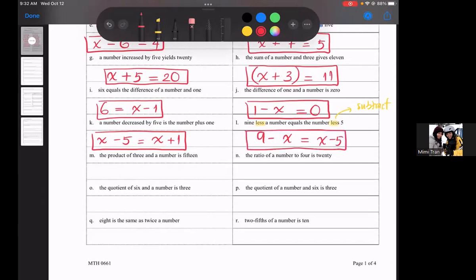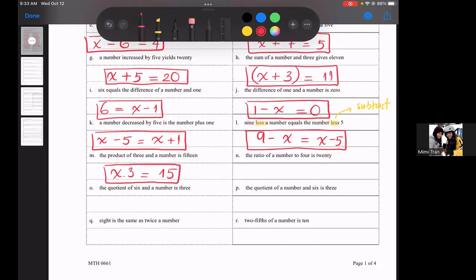Maya, you want to do the next one? Very good. Products mean multiplication, right? So x times 3 equals 15. Or 3 times x, it doesn't matter. If you want to do 3 times x, maybe it looks nicer that way.